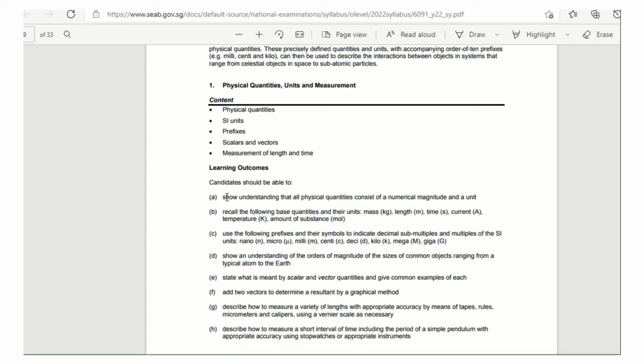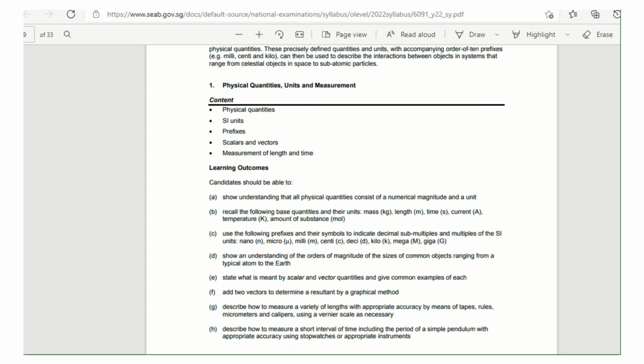In the first portion, you need to know that candidates should be able to understand that all physical quantities consist of a numerical magnitude and a unit. Usually they won't ask any questions regarding this, but rather throughout your entire paper, whenever you write a value for whichever physical quantity, you make sure that you have both the magnitude, which is the number, plus its units.